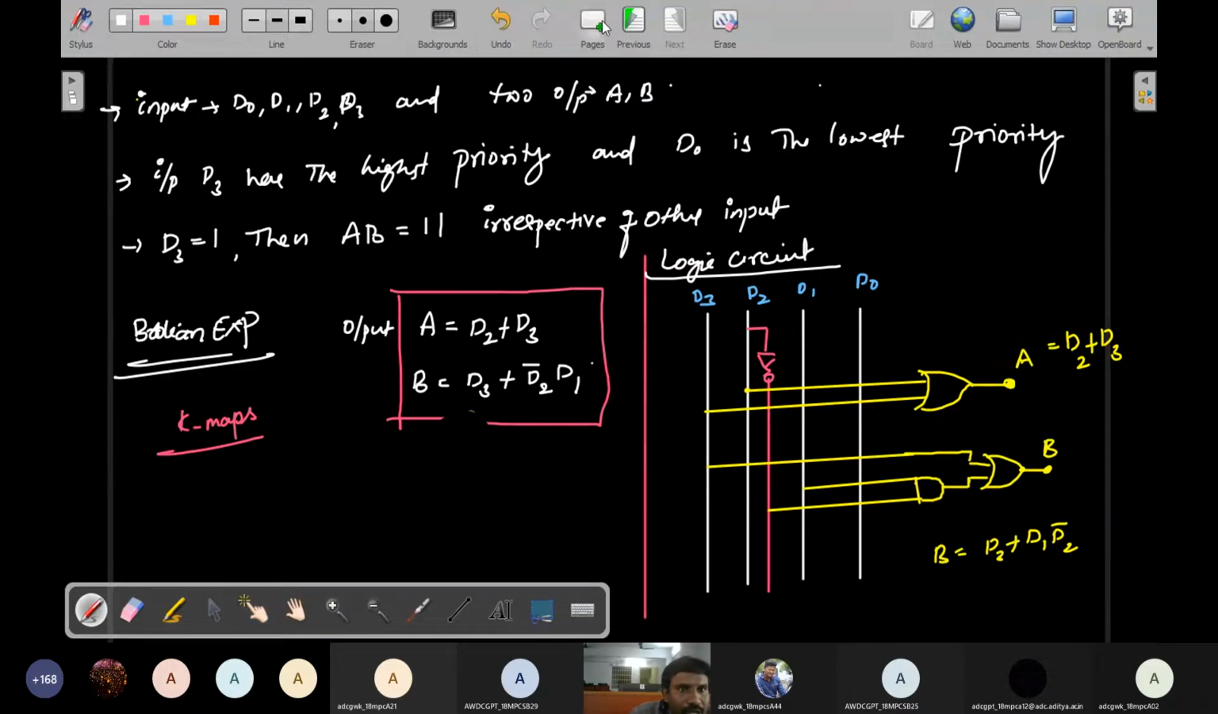So I'll move to the next page. See, the next topic is decimal to binary, decimal to BCD encoder. Okay, so decimal to BCD encoder.